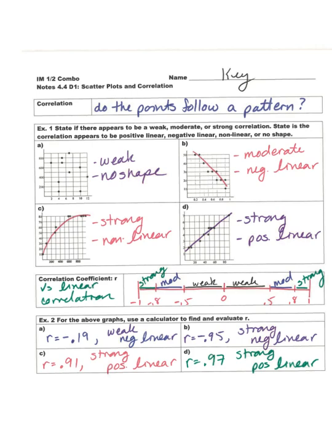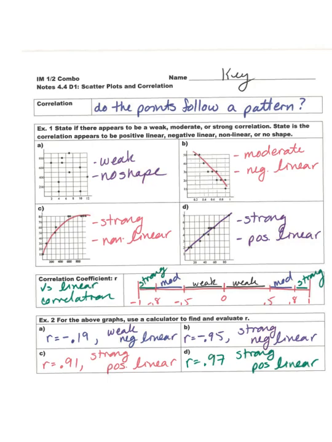So for example 1, we just want to look at the points and decide if we think it's a weak, moderate, or strong correlation. And if it does look like it follows a pattern, do we think it's a positive linear, negative linear, non-linear? So it does form a pattern, but it's not a line. It's some sort of curve, or just basically no shape in general.